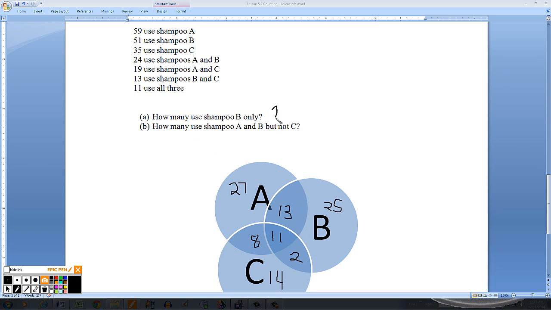For the next one, how many use shampoo A and B, but not C? A and B, but not C. So we don't include this portion right here. It's just this portion right here that's common to A and B, but not to C. That's 13. And that's your solution: 25 for A and 13 for B.